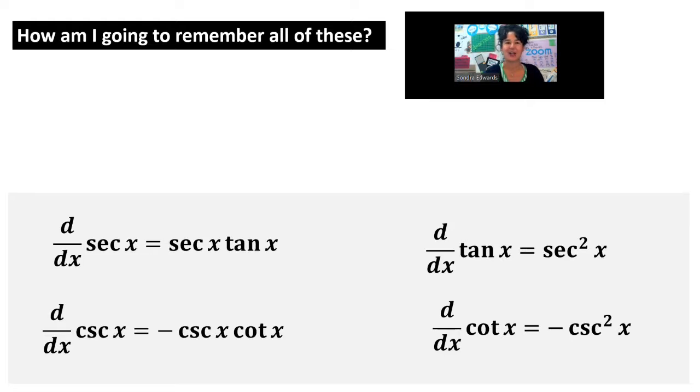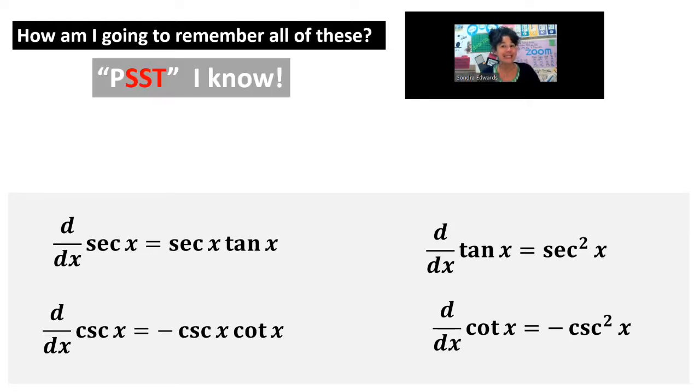Okay, so here we go. Psst, psst. Let me tell you the answer. All right, so this device here, it's all about the SST in here. And this device is not to help you with the easy derivatives. Derivative of sine is cosine, derivative of cosine is negative sine. This is to help you with all of the difficult ones.